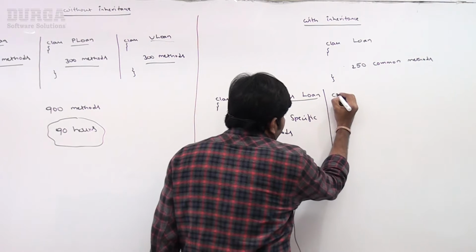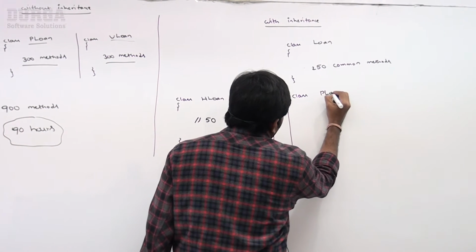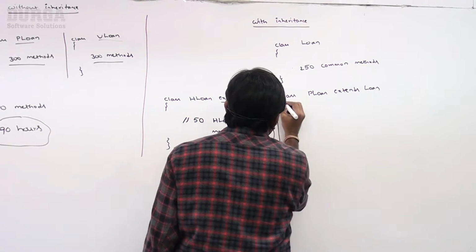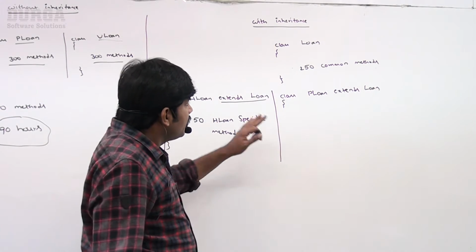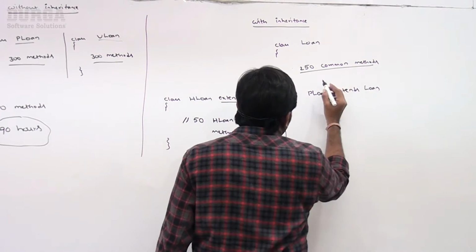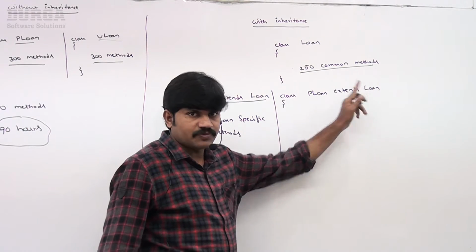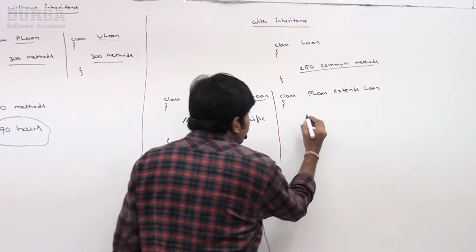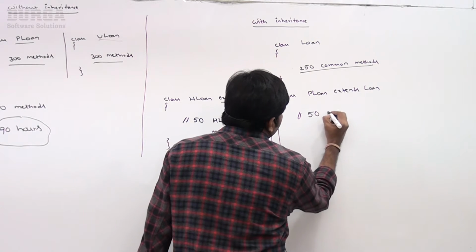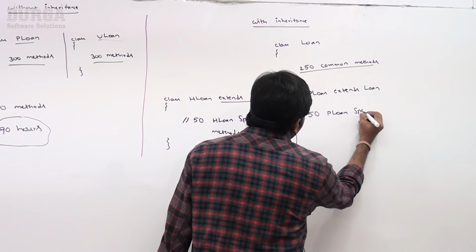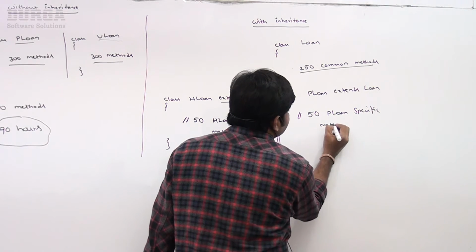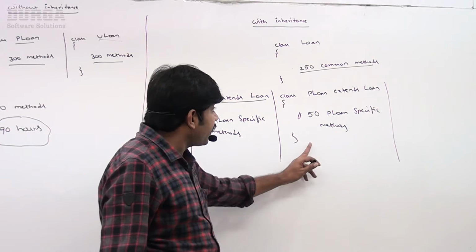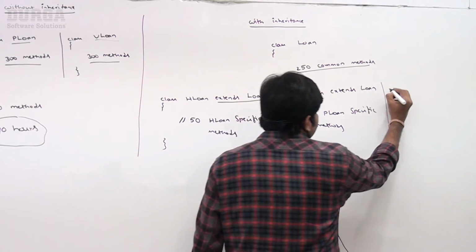Now what is the next one? Class PLoan extends Loan. Like here, sir, these 250 will automatically come from the parent, but only 50 personal loan specific methods I have to write. Observe very carefully, sir.